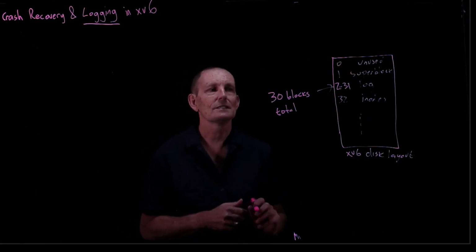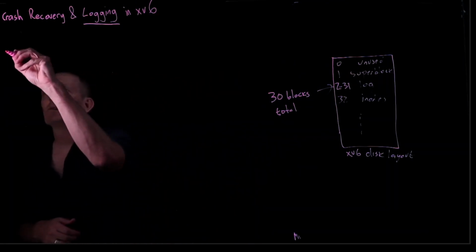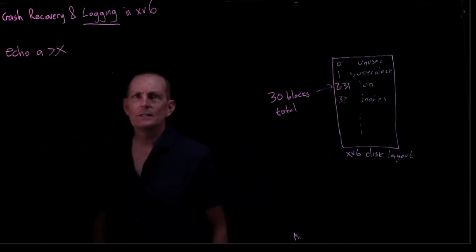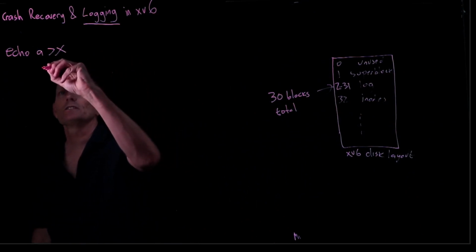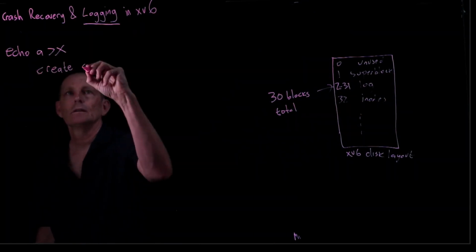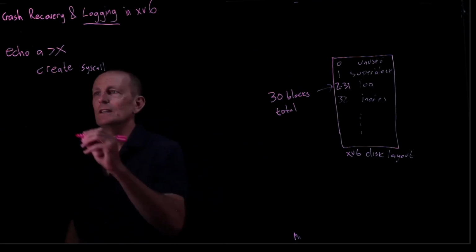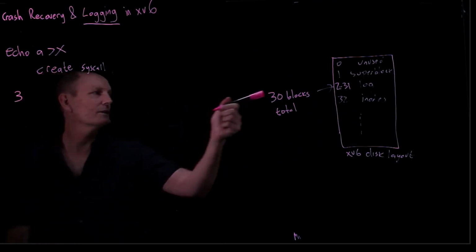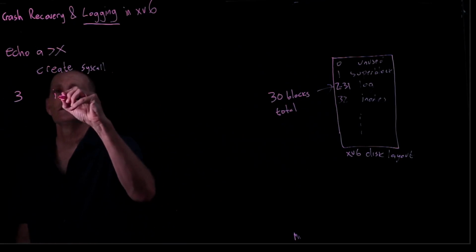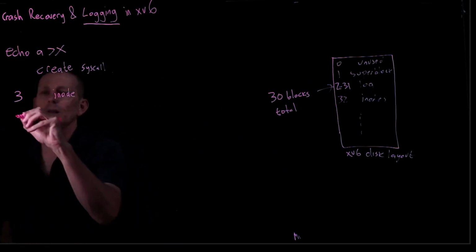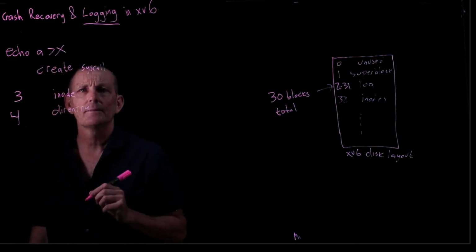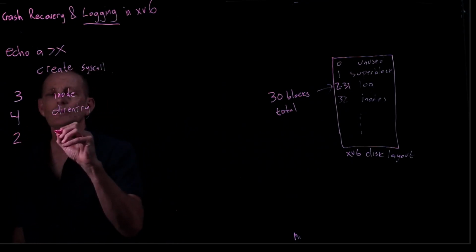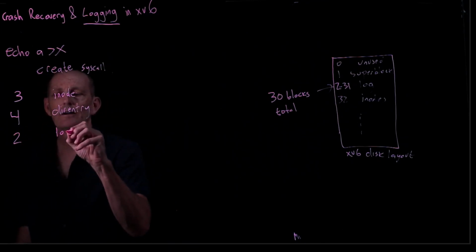Let's look at an example. So let's say we go ahead and echo A into X, and let's look at what blocks actually get written on disk. So first we have the system call create. The first block that's going to get written is block number 3. Okay, so that's part of the log, and this is the inode. The second block is block 4, and that's going to be the directory entry. Okay. And then we're going to write block number 2, which is the log header.